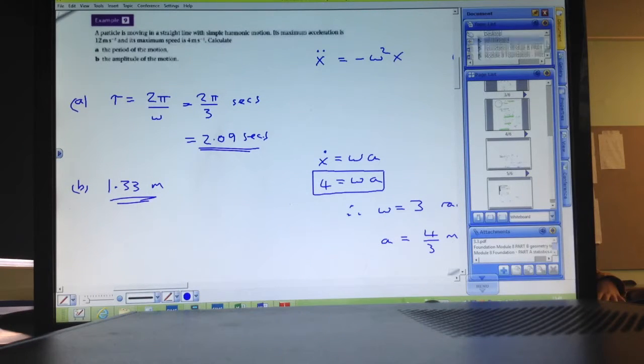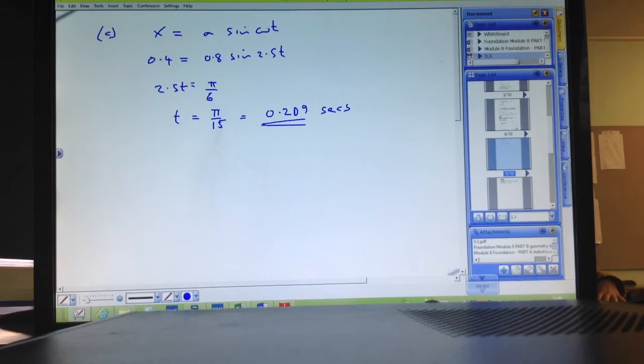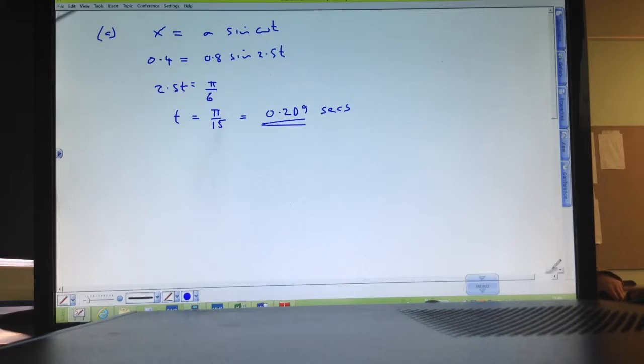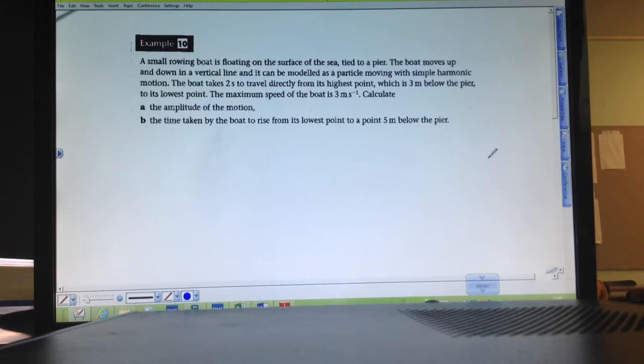Right, desktop, scroll down, click onto that, and back to normal. You alright, Brads? Yeah, okay. Over page, and example 10.